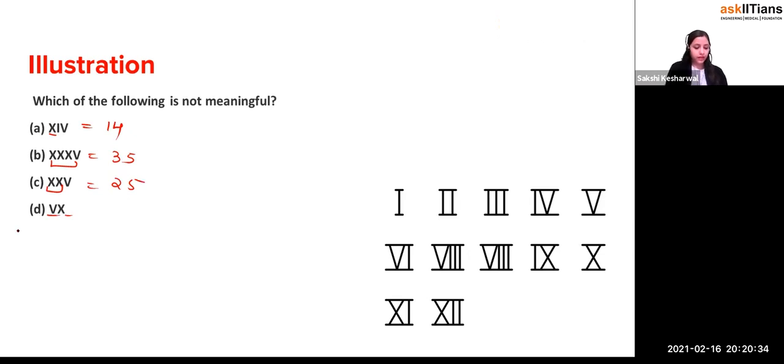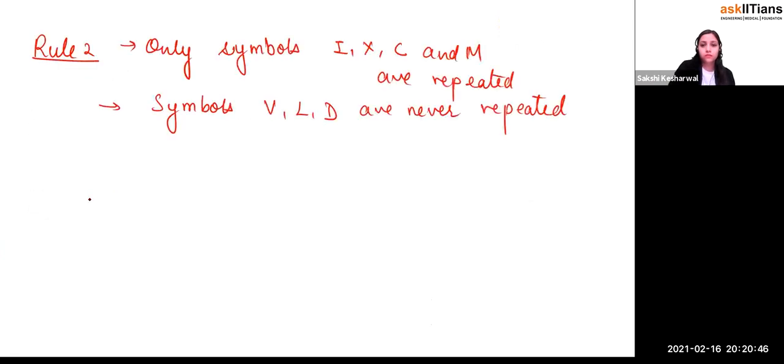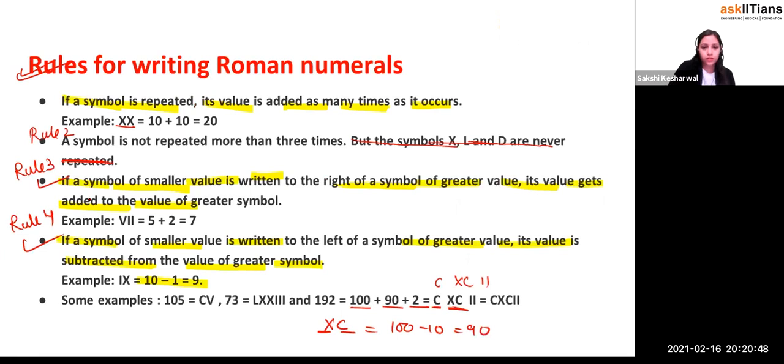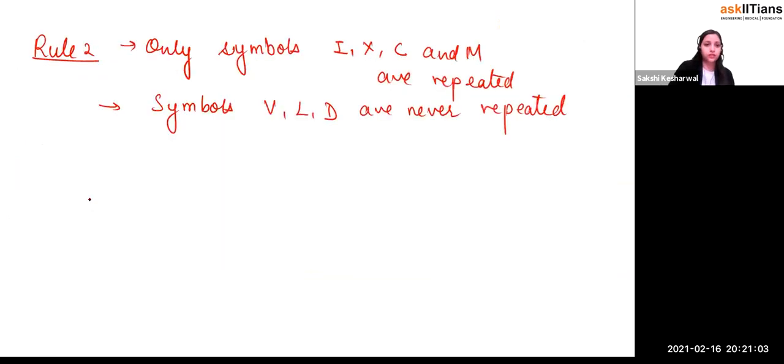So over here, what is VX equal to? Now we just wrote the rule, that when the symbol of the smaller value is on the left-hand side of the greater value, then we subtract the value, right? But it says that 5 cannot be written before 10. This is also one of the rules, I think. Wait a minute. I think the rules are missing from here, right? Okay.